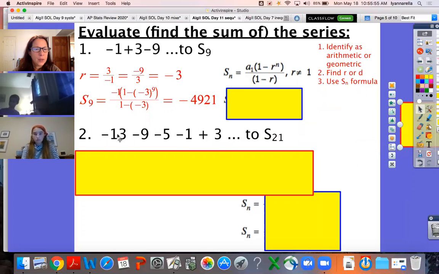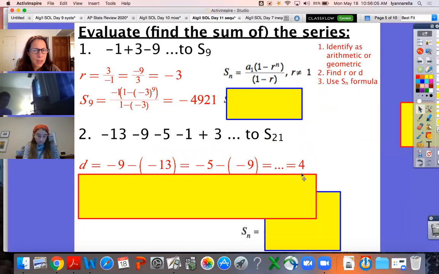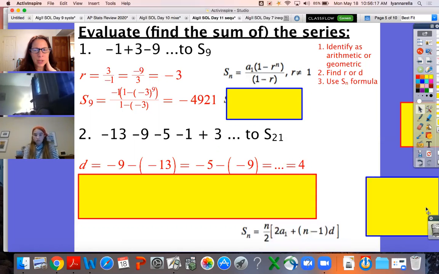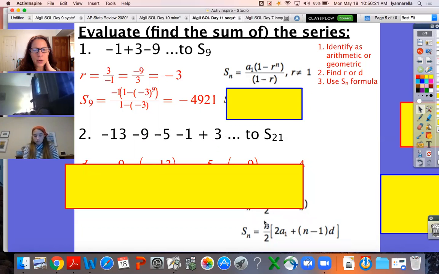Okay, now this one, because it looks like it's progressively getting bigger, I figure it's probably arithmetic, so let me find d. -9 minus -13 is 4. And -5 minus, is that right? Yeah, -5 minus -9 is also 4, and -1 minus -5 is 4, and 3 minus -1 is 4. So I know it's going to be arithmetic, so I'm going to use the arithmetic formula.